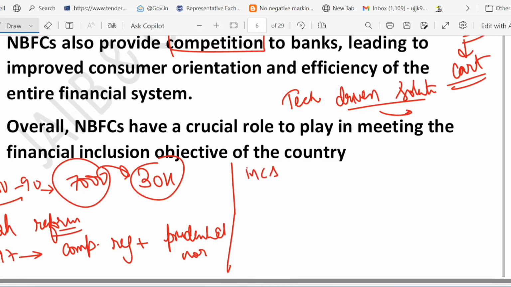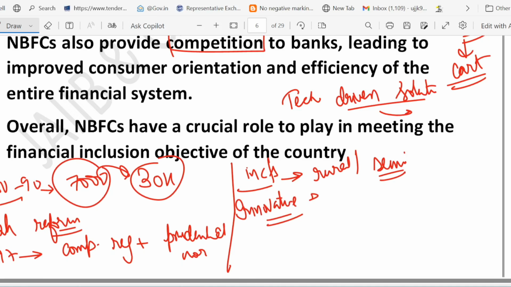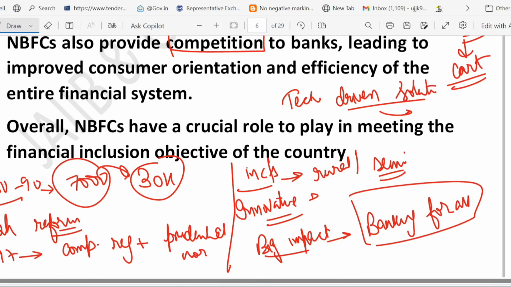Then the next thing is financial inclusion. What is financial inclusion? Basically, NBFCs serve the rural and semi-urban areas, right? Second point is innovation, which means customized loans, digital lending, and fighting competition with banks. That is called innovation. And if we talk about the big impact, NBFCs help achieve India's banking for all mission. There was a mission called banking for all, and NBFCs help achieve this particular mission.